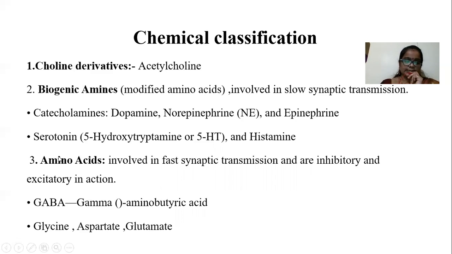Next, amino acids. Amino acids are simple organic compounds containing two groups, a carboxyl group and an amino group. These amino acids are involved in fast synaptic transmission. Biogenic amines are involved in slow synaptic transmission, but amino acids are involved in fast synaptic transmission, showing either inhibitory or excitatory action. Examples of amino acids are GABA, gamma amino butyric acid, glycine, aspartate, and glutamate.